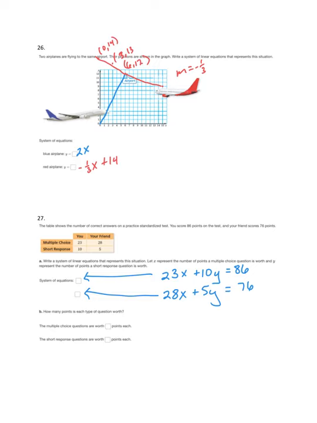Now, I'm not going to solve this one for you, but I will give you a hint that I would take this second equation and multiply everything by -2. And then you can add the two equations and solve for x, and then you can use that value to solve for y.